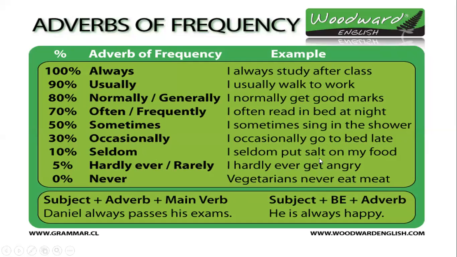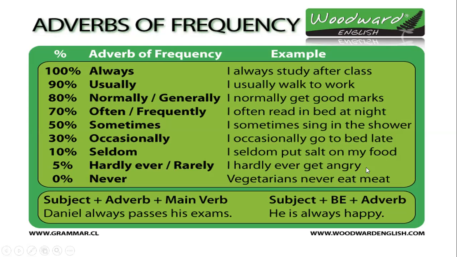10%, seldom. I seldom put salt on my food. 5%, hardly ever or rarely. I hardly ever or rarely get angry. 0%, never. Vegetarians never eat meat, okay? So the formula to write it in a sentence is subject plus adverb plus main verb. So here you have, for example, I hardly ever get angry. I say subject, I, the adverb hardly ever, plus the main verb, get, plus the complement, right?